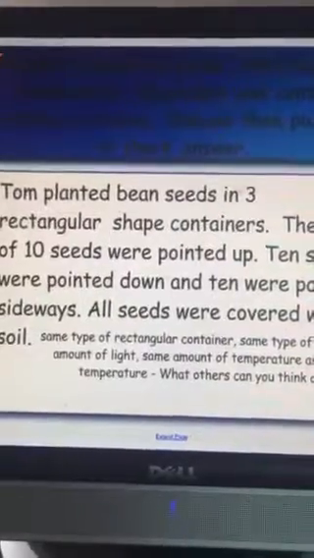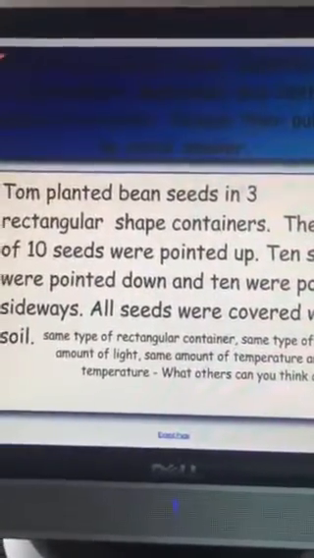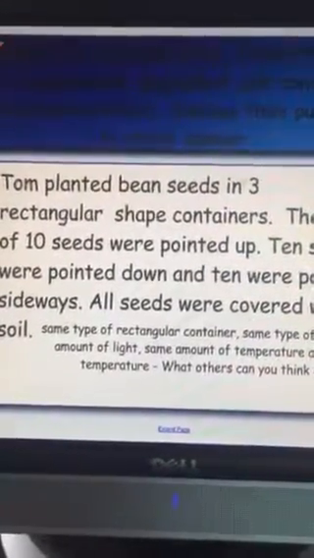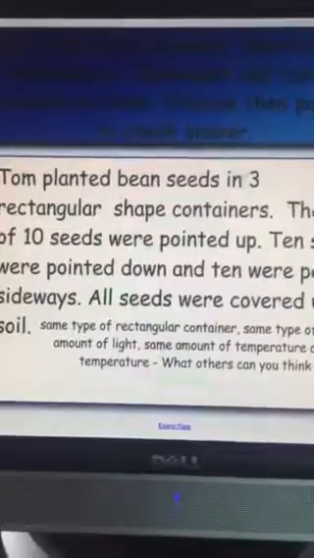At the end of this experiment, again, his goal is just to get an answer to that question: does the direction a seed is planted affect the growth of the bean?